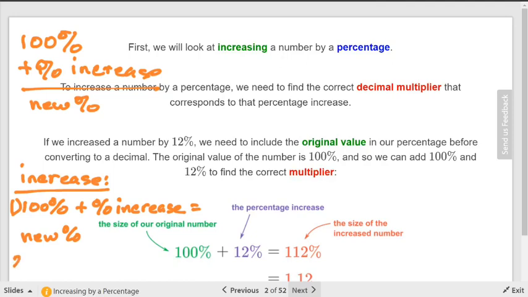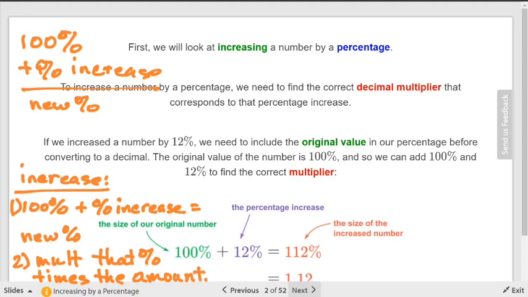Okay? Second, multiply that percent, and we talked about that. Can you multiply with a percent? Nope, you have to change it to a decimal, but your calculator will do that for you as long as you hit that percent button. Okay? Multiply that percent times the amount. Whatever it is you're talking about. $30, $5,600, whatever.